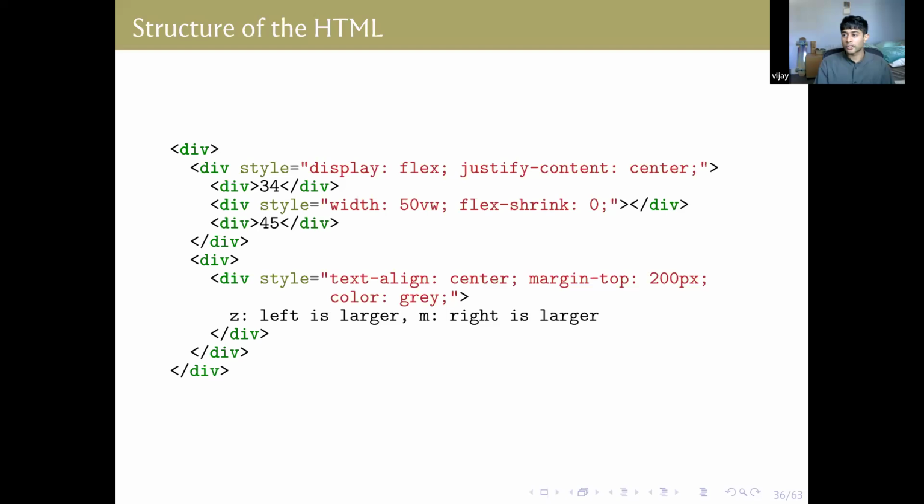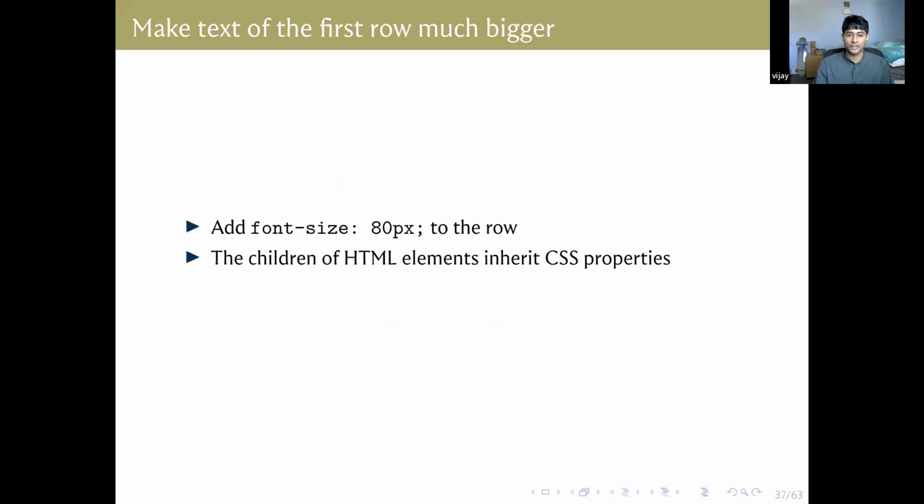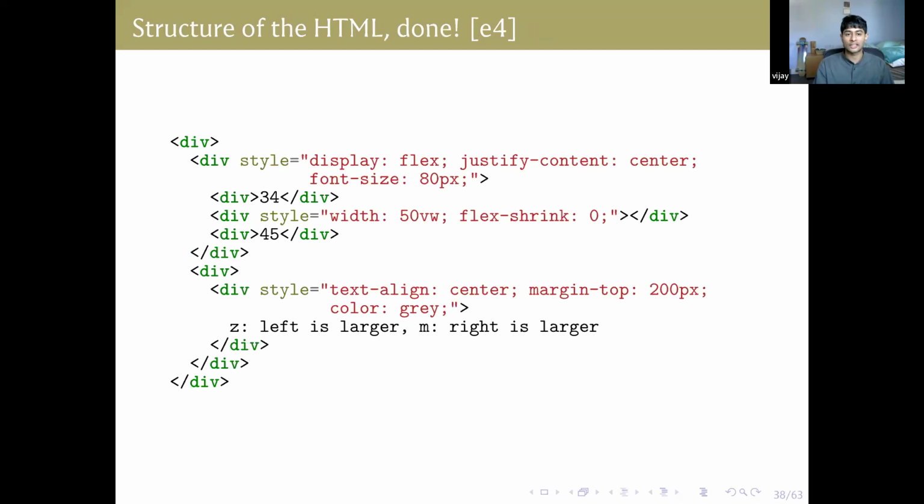And then I will make one more change because I want the numbers to be large. I want them to be big, so that's where attention goes. So I'm just going to add font size 80 pixels to the row, which contains the text. Anytime you add a CSS property to a parent element or parent HTML tag, all of its children inherit the property. So you don't have to do this for every single div that holds text. If you look here, it's enough if I just add it to the top one here. And yeah, this is pretty much a done deal.